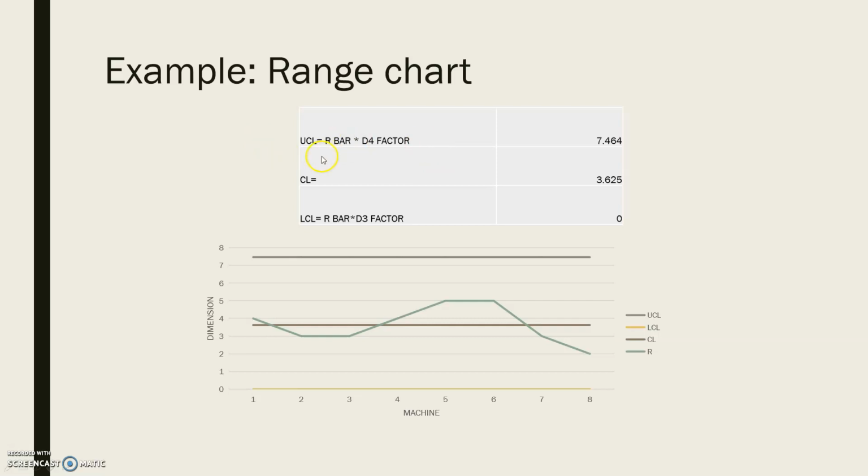Then UCL equal to R bar times D4 factor. Then lower control limit LCL formula is R bar times D3 factor. Then CL we can get with summation of all range divide by 8.